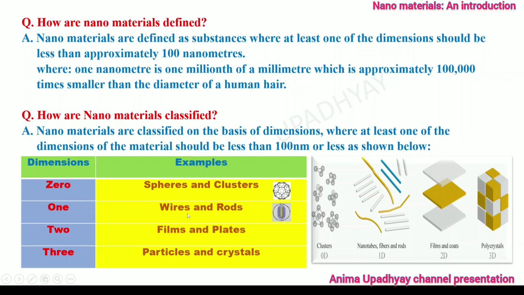Then one dimension. Examples are wires and rods. You can see in this figure also. These are spherical or clusters. These are zero dimension. Then it comes one dimension, the rods and wires. Two dimensions, films and plates. So films and coats, plates are two dimensional. And then three dimensional, particles and crystals. So this is three dimensional, where you can see the polycrystals. So in this way we can classify the nanomaterials based on the dimensions.